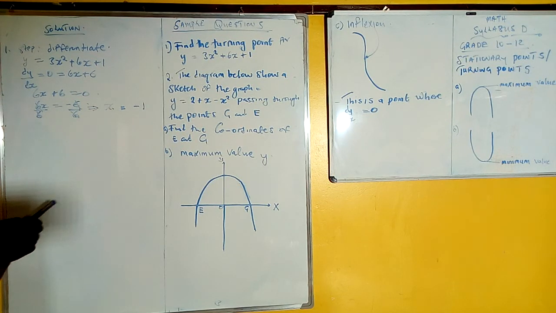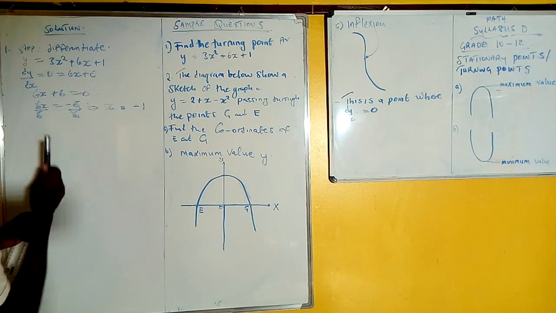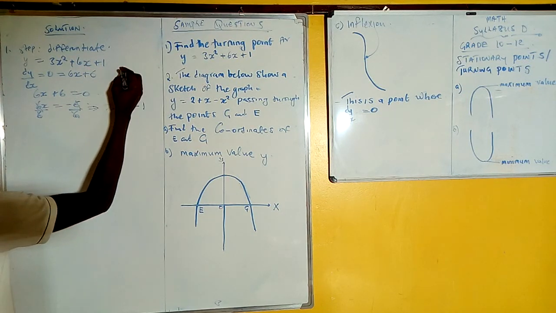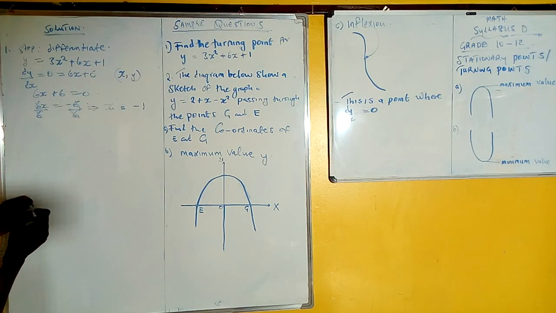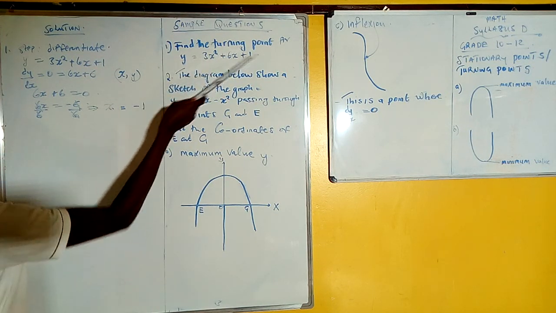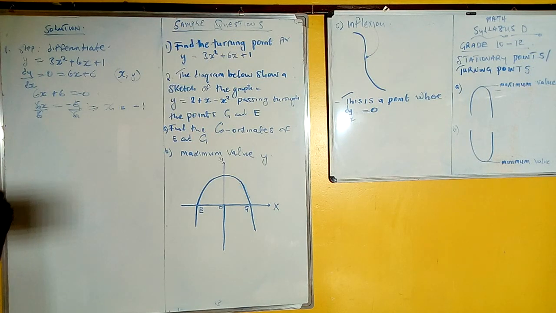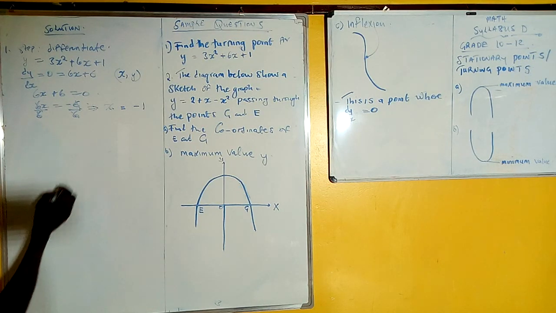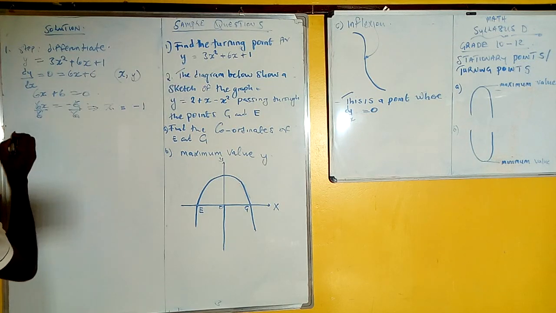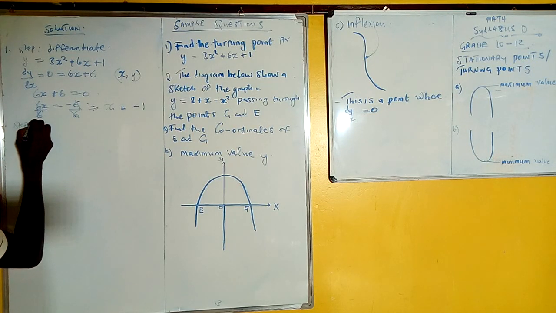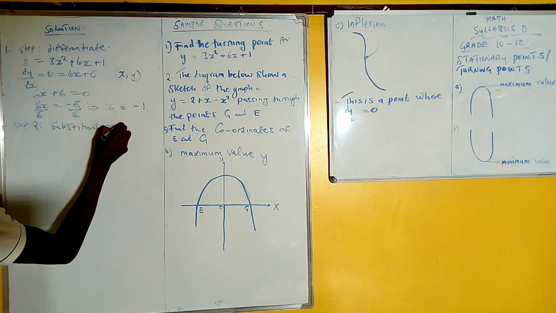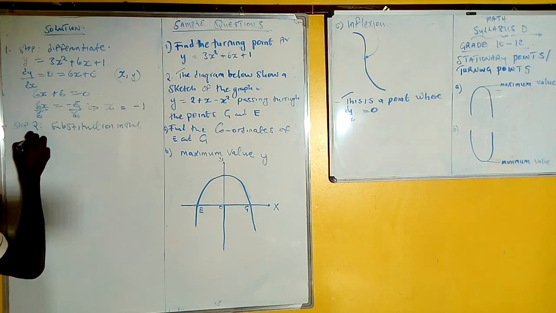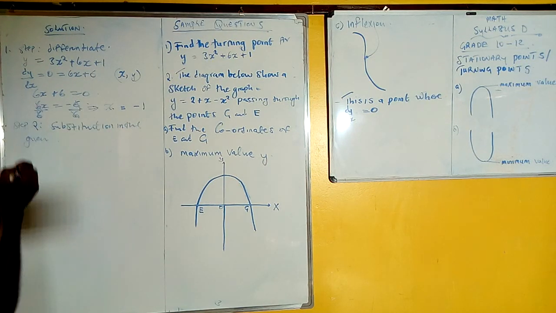But the question says find the turning point for this graph. The turning point has to be a coordinate in the form x comma y. For such questions, they actually specify this. So having found the value of x, the next thing you are going to do is substitute into the same equation. Step number 2: substitution into the given equation. What are you substituting? The value of x which we have found.